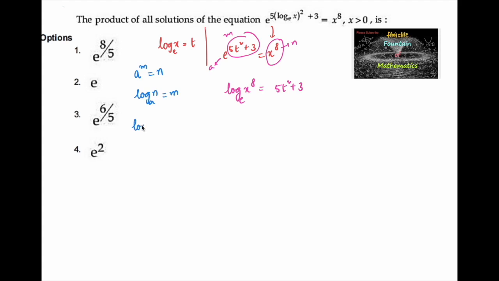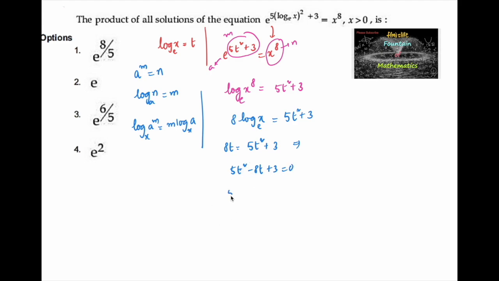Also we have the property log a to the power of m to the base x is equal to m times log a to the base x. So here we can write 8 times log x to the base e is equal to 5t² + 3. Since log x to the base e is equal to t, we can write 8t is equal to 5t² + 3, or 5t² minus 8t plus 3 is equal to 0.